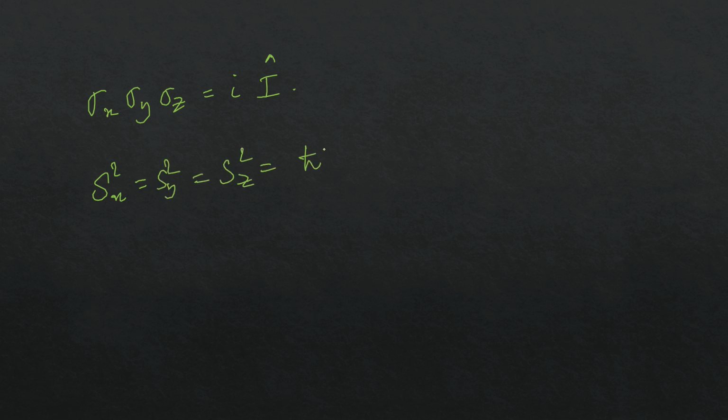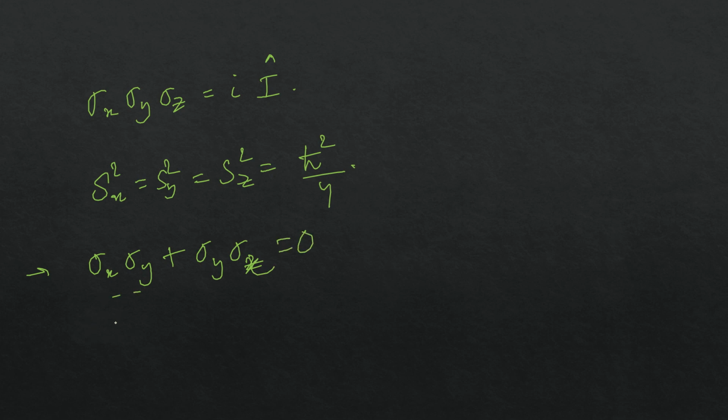Now sigma x into sigma y into sigma z will be how much? i times the unit matrix. Alright. Now Sx square is equal to Sy square is equal to Sz square will be how much? H cut square by 4. It won't be I. Another one, sigma x sigma y plus sigma y sigma x is equal to 0. How? Because sigma x sigma y is i sigma z, and sigma y sigma x is minus i sigma z.